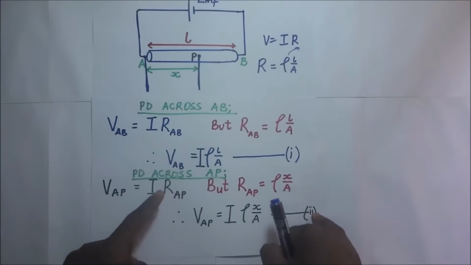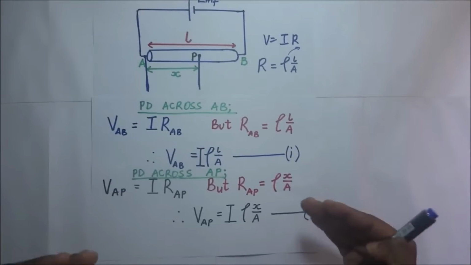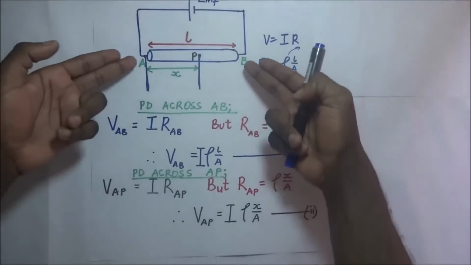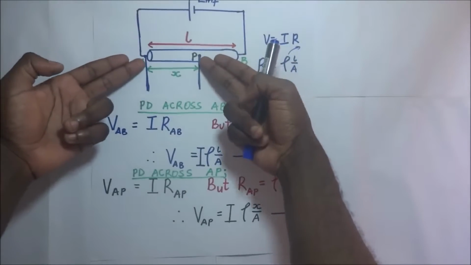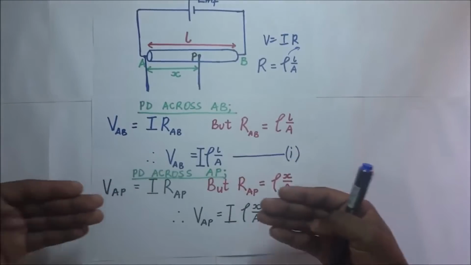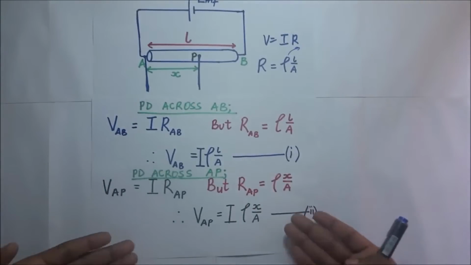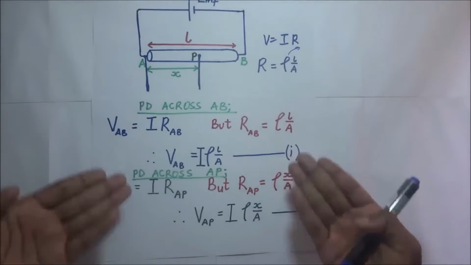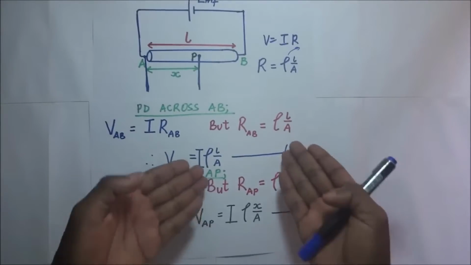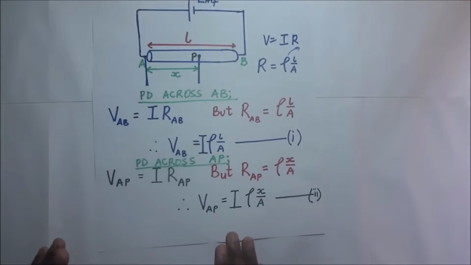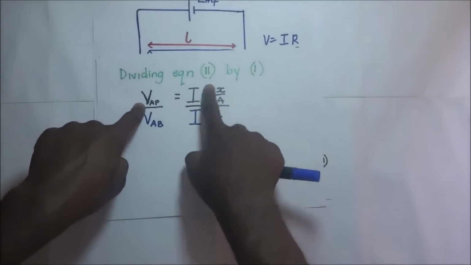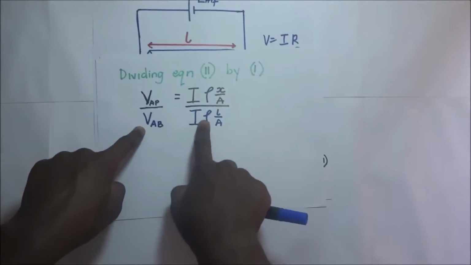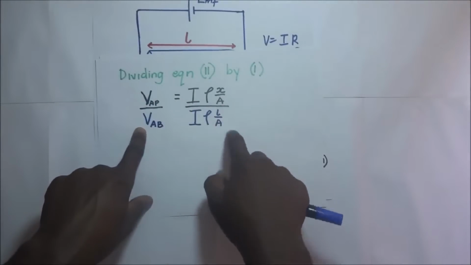So what is going to happen now? We want to compare the potential difference across AB and the potential difference across AP. When we compare them, we are just going to divide these two equations, and we will end up with our expression. So we divide VAP equal to I times that, by VAB equal to I times resistivity times L over A.